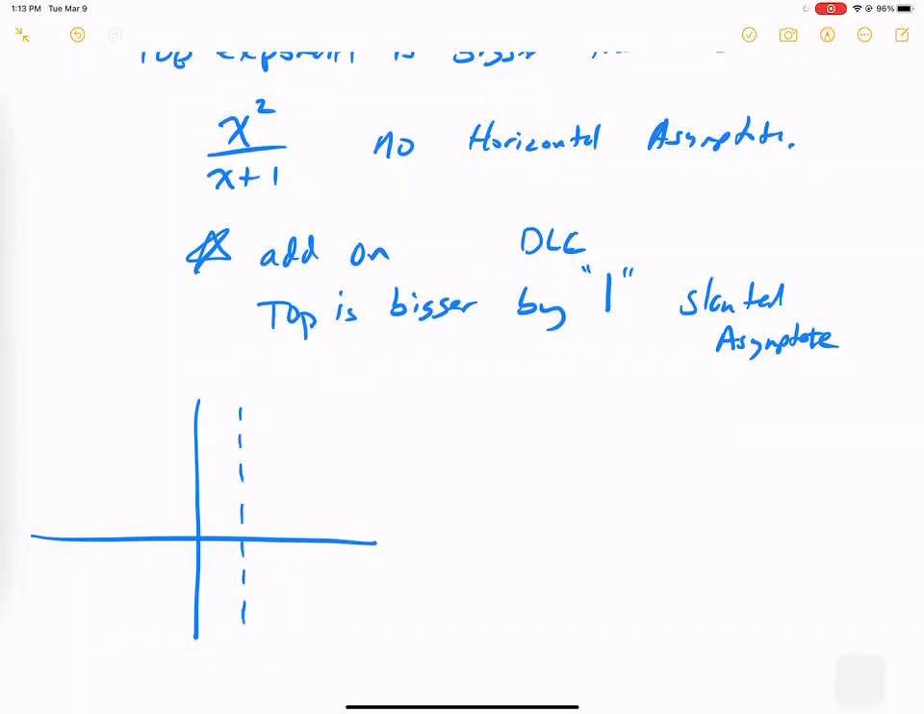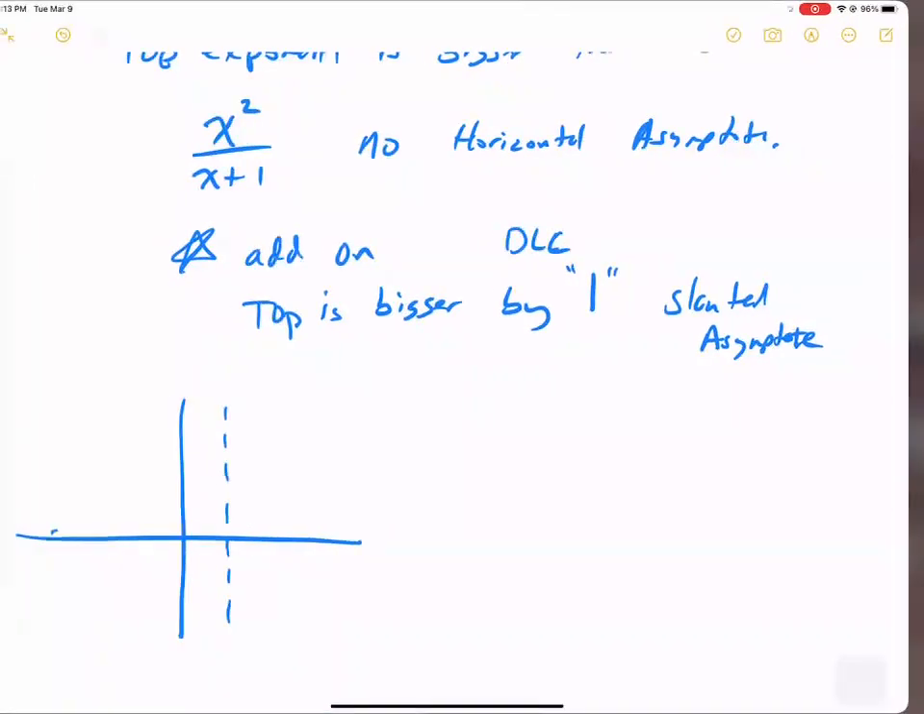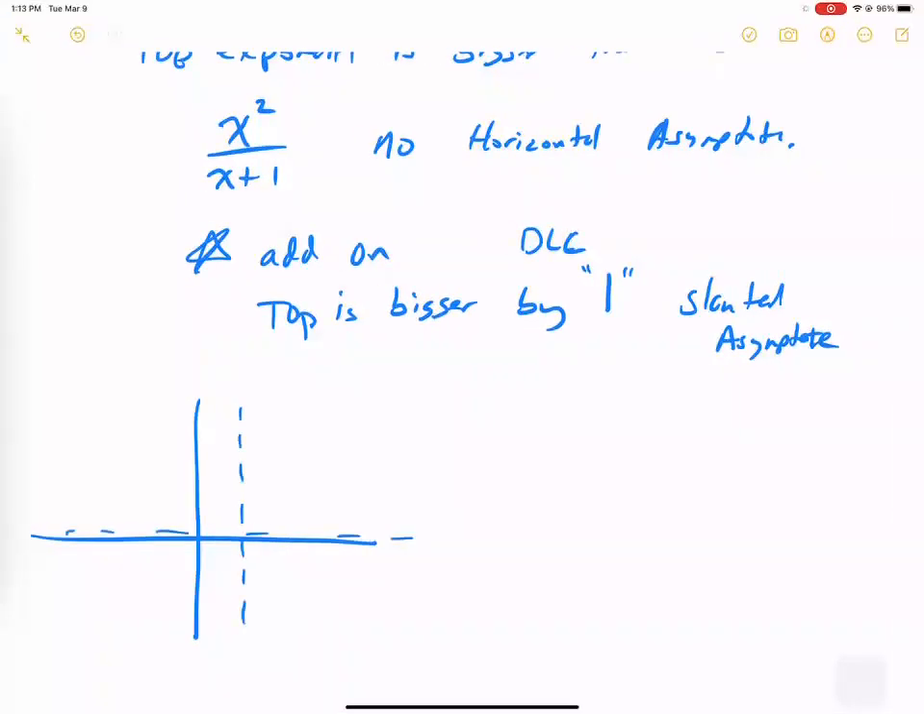And we said horizontal asymptotes happen if it follows one of our 3 rules. If the bottom's bigger, we're at 0. If they're the same, we divide them, whatever that value would be. And if the top is bigger, we said there's no horizontal. But the rule also claims that if it's bigger by exactly 1, we have something called a slanted asymptote. And a slanted asymptote looks something like that.